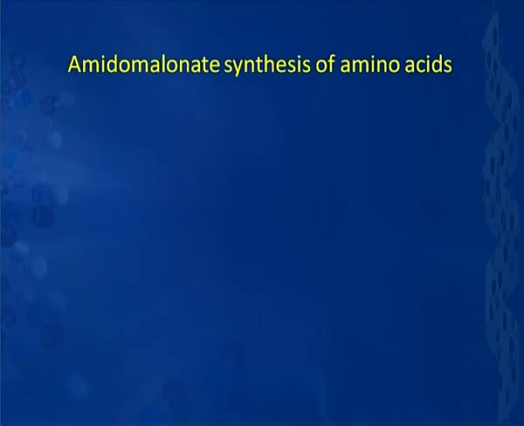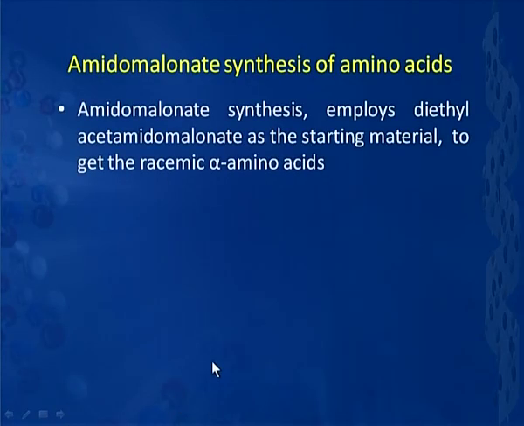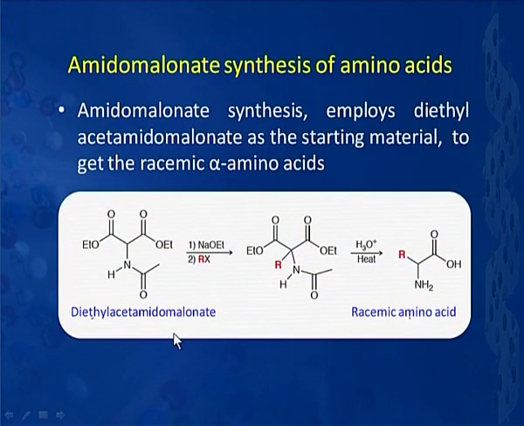Now, we can take up the amido malonate synthesis of alpha amino acids. This synthesis employs diethyl acetamido malonate as the starting material to get the racemic alpha amino acids. The reactions are as follows. What we basically do is we take this starting material, diethyl acetamido malonate, and treat it with sodium ethoxide followed by the alkyl halide. As a consequence, we get an alkyl substitution at the position alpha to the two esters, where there are two carbonyl groups.